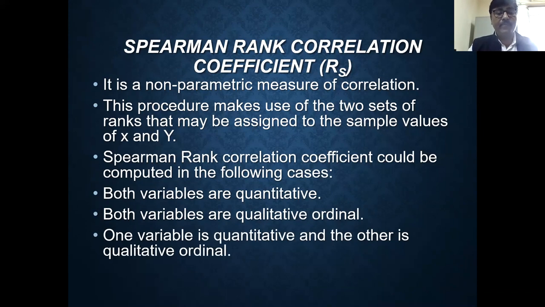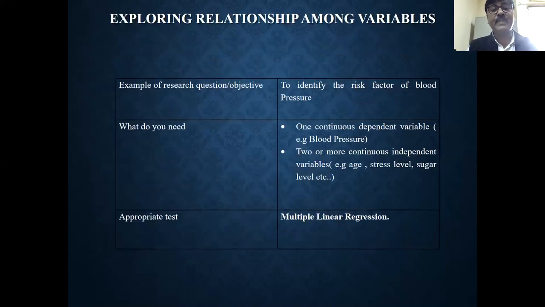If one variable is quantitative and the other variable is ordinal, in this case also we can use the Spearman rank correlation. So generally, keep in mind when to use the Spearman rank correlation and the Pearson product correlation. That is very, very important to understand for these two techniques.